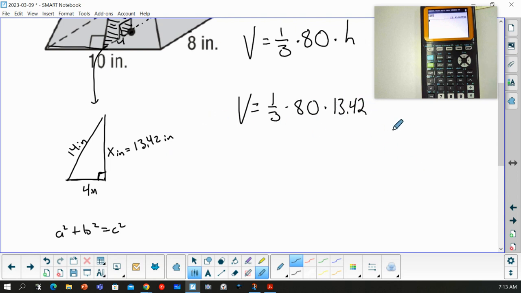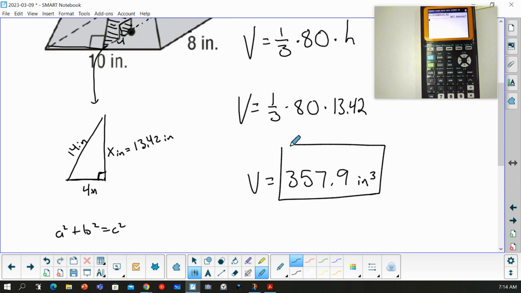Now I can plug this whole thing into my calculator to figure out the volume of this pyramid. So we'll do 1 divided by 3 in parentheses times 80 times 13.42. Hit enter. I get 357.86666 repeating. So 357.9, and this is inches, so it'll be inches cubed. That is the answer to number 3, the volume of that pyramid.